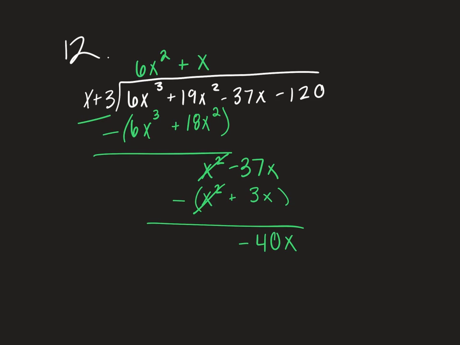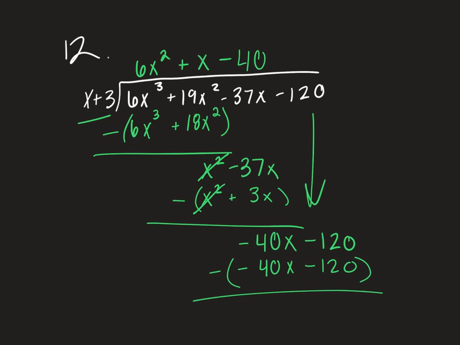All right, so negative 37 minus 3. And then you bring down the negative 120. And then negative 40x divided by x is a negative 40. And then take your negative 40, multiply it by your x plus 3. So you get negative 40x minus 120. And we're subtracting that, so that cancels out. And you get 0.